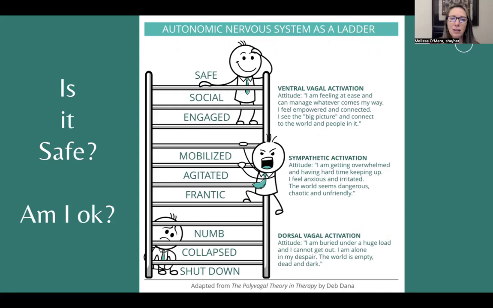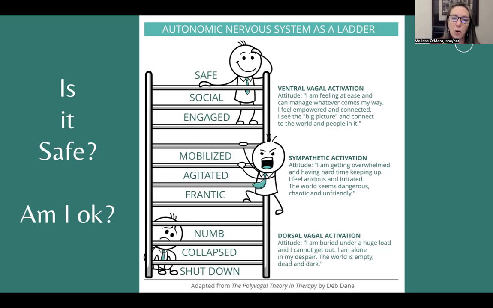Before we go there, there's a new theory that says that the ANS and the parasympathetic and the sympathetic nervous system are really not quite so separate, that in fact they work together. And polyvagal theory has created this metaphor of the ladder to look at how we handle threats. At the top of the ladder, when we're feeling safe and social and engaged, our ventral vagal nerve is activated and we feel at ease and like we can manage anything.